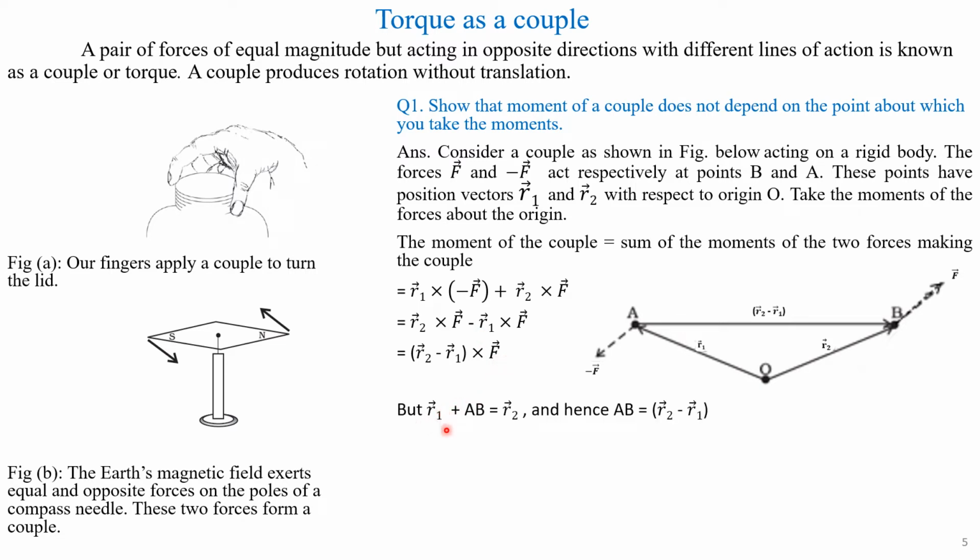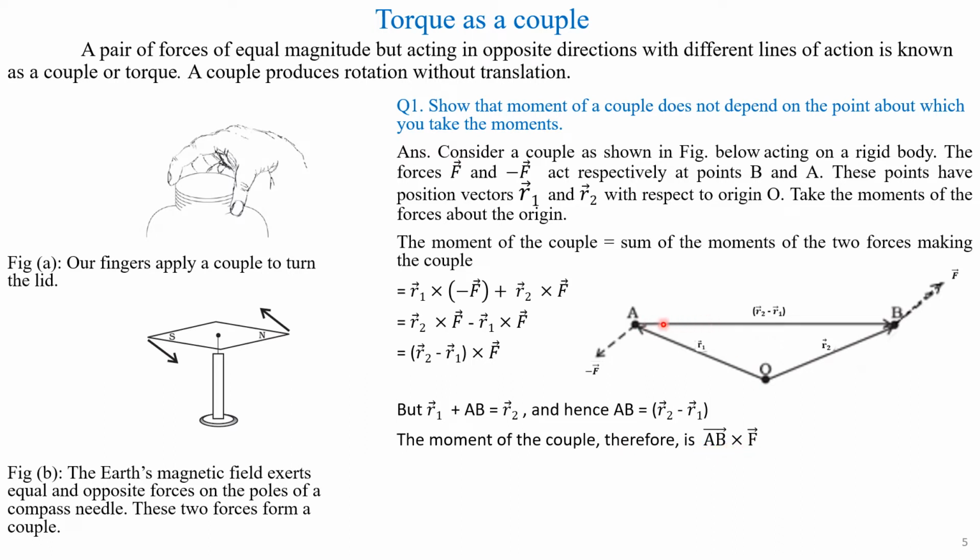But R1 plus AB is equal to R2. That is, R1 is in this direction. R1 plus AB equals R2 from the figure. And hence, simplifying, AB is equal to R2 minus R1, and this is shown in the figure as R2 minus R1. Therefore, the moment of the couple is AB cross F.